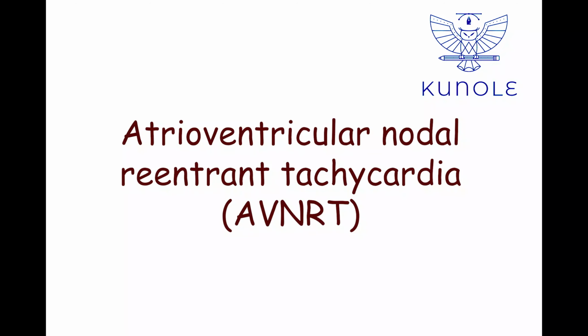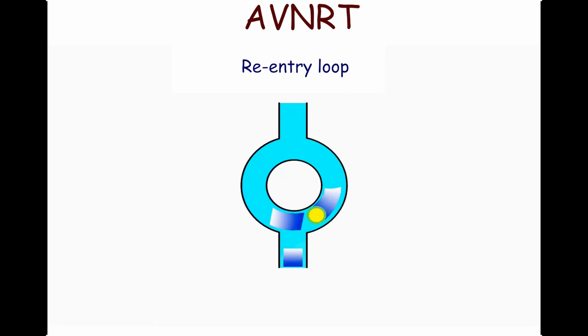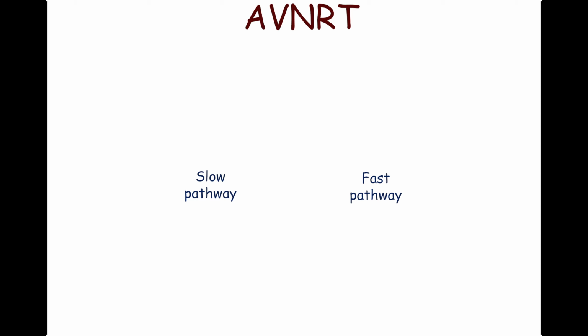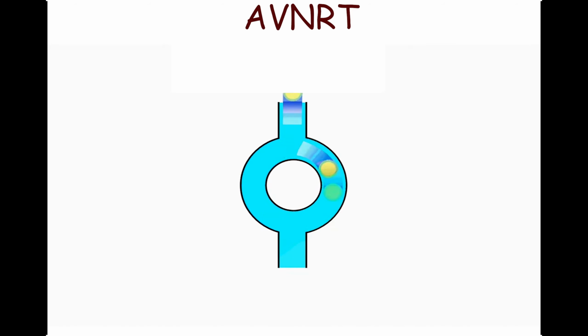In this video we will talk about atrioventricular nodal reentrant tachycardia. In atrioventricular nodal reentrant tachycardia, the reentrant circuit is located near to or within the atrioventricular node. The reentry circuit consists of slow and fast pathways whose electrophysiological properties are similar to the tissue of the atrioventricular node. The mechanism of the impulse circuit is the same as in other reentrant tachycardias.